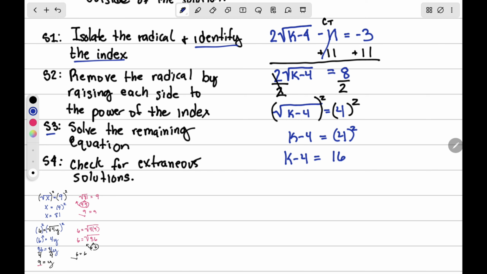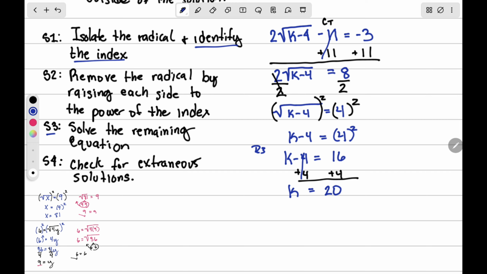And how do we get k by itself? We solve the remaining equation, right? That's rule 3. Rule 3 is right here. Once you get the radical by itself, we want rule 3. So to get k by itself, remove that constant term. Add 4 to both sides, and we are left with k, the 4's cancel, is equal to 20.